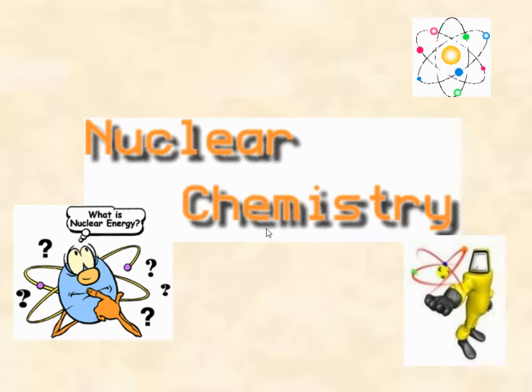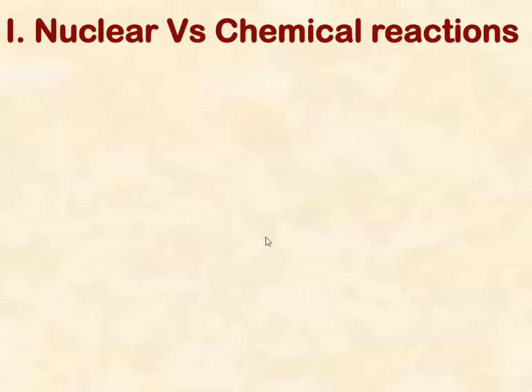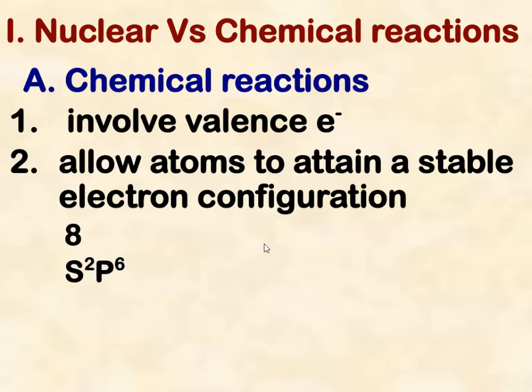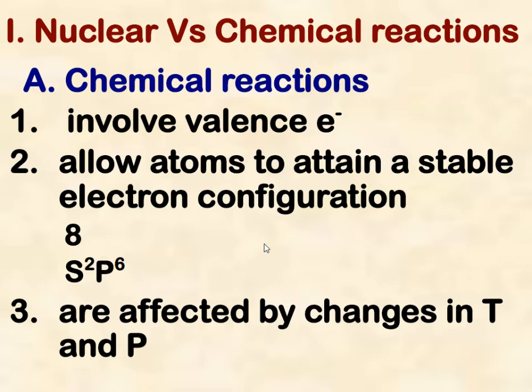nuclear chemistry. So, nuclear chemistry is nuclear versus chemical reactions. So, there is such a thing as nuclear chemistry. So, we have nuclear reactions and chemical reactions. Chemical reactions involve valence electrons combining with one another, creating a stable electronic configuration. They are affected by changes in temperature and pressure. So endothermic, exothermic, you'll see a change in state, you'll see a change in color, things like that.